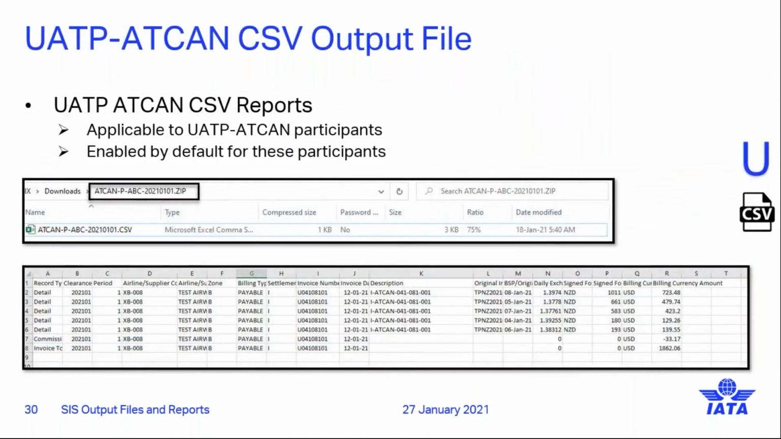Moreover, we will move now to the UATP ATCAN CSV output files. These reports are useful for those of you who are processing UATP transactions to SIS, so you can use them for reconciliation purposes of all those UATP transactions that you have in SIS. As you can see here, this is enabled by default for those participants who are using UATP, and it is applicable only to those participants. This is how the naming convention of this file looks, and this is how the CSV file looks when you receive it if you are a participant.